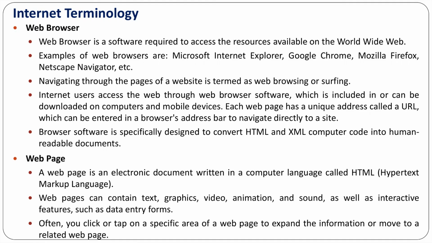Web pages can contain text, audio, video, images, or even links to other web pages. Often you can click or tap on a specific area of a web page to expand the information or move to a related web page. Website. The next terminology is the website. After discussing the URL and web page, we can come to define the website.